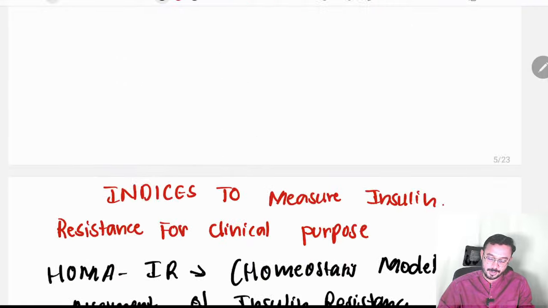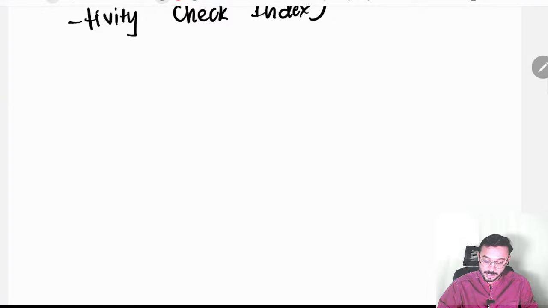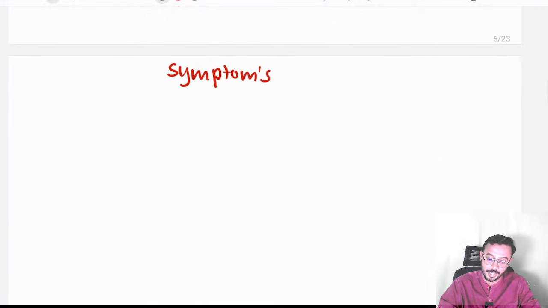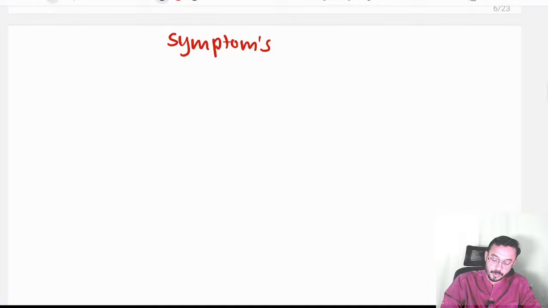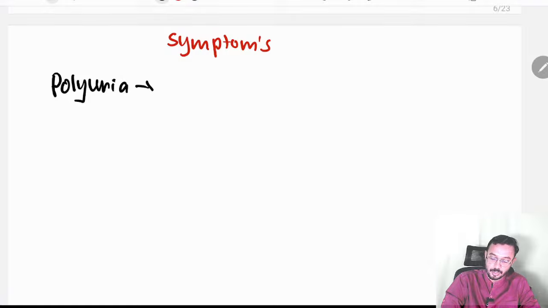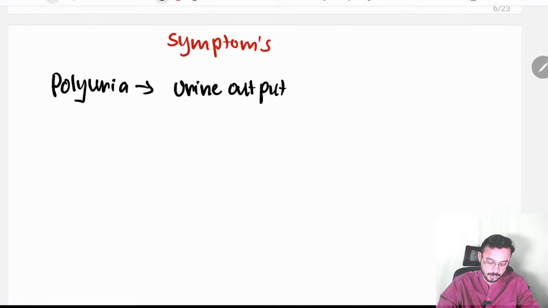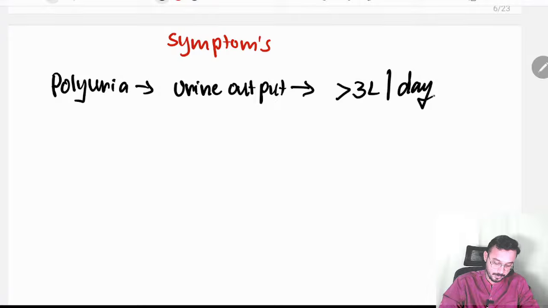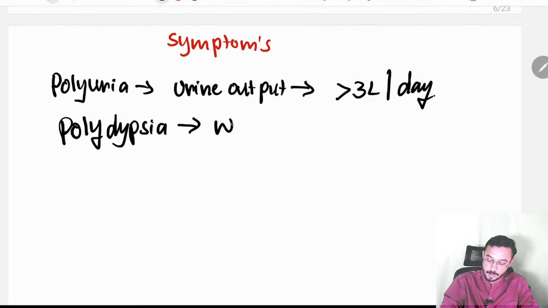These are the tests. And next we move to the symptoms. So what are all the symptoms? Very important: polyuria, you can see excess urination. Your urine output will increase in diabetes, greater than 3 liters per day. And you can see polydipsia. What do we mean by polydipsia? Water intake greater than 6 liters per day.